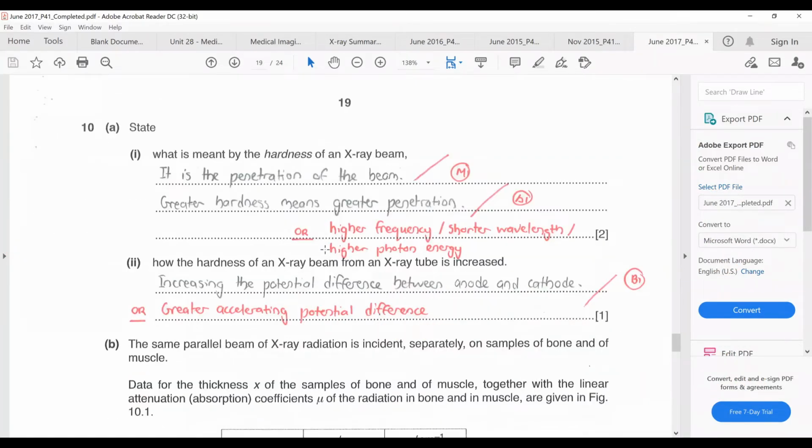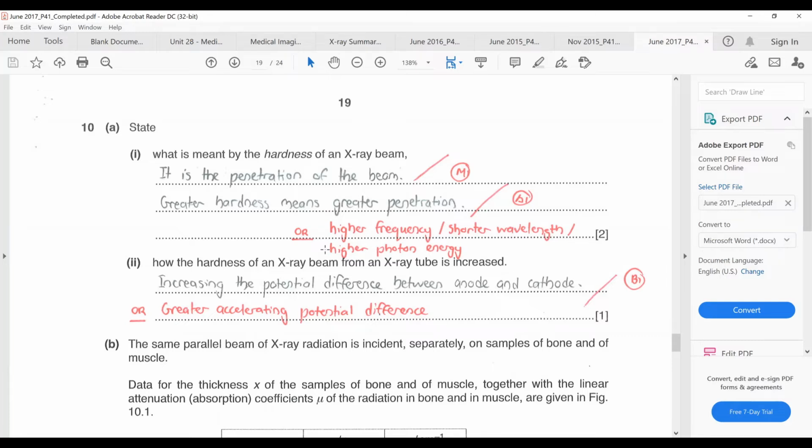Okay, now what is meant by hardness of an X-ray beam? As mentioned to you, it is the penetration power of the beam. Greater hardness means greater penetration. Okay, so that part is fine. Then after that, they ask you, how does the hardness of the X-ray beam from an X-ray tube is increased?